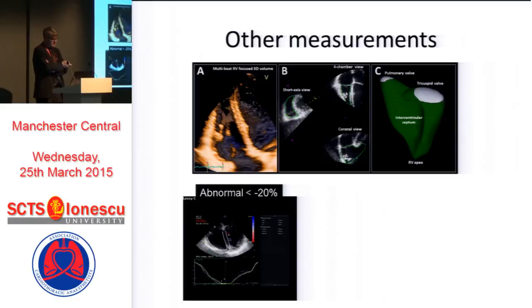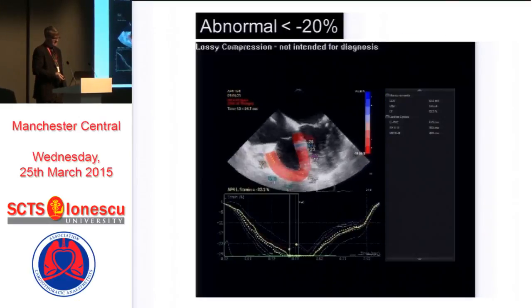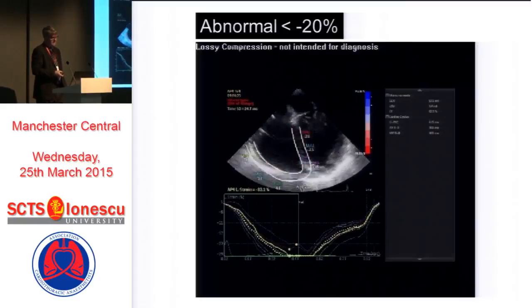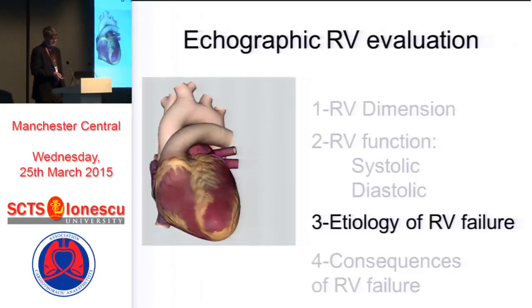Also, something which is now recommended in the guideline is to measure the strain of the right ventricle. The real advantage of the strain is that it's very sensitive to pick up change over time. For instance, it's particularly used in patients with chemotherapy because you can pick up myocardial dysfunction before you can see it clinically on 2D echocardiography. This is an example of the strain of the right ventricle. Normally, when it's below 20% as an absolute value, it's considered abnormal.